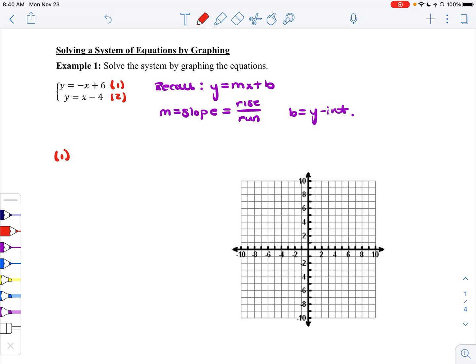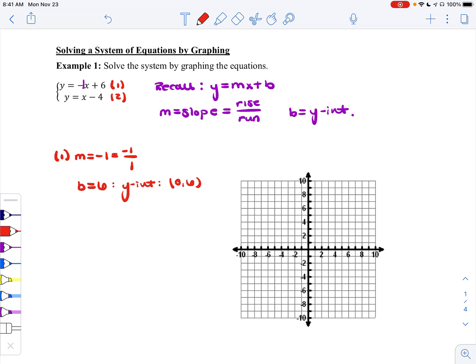So let's just identify the pieces in both of these equations. Equation 1, we have y equals negative x plus 6. Even though it's not written here, we have an understood negative 1 as our coefficient on the x. So that's going to make that our slope. And with slope, you always want to think of it as a fraction, rise over run. So this would just be negative 1 over 1. Our b value is 6, which means that our y-intercept is the point 0, 6.